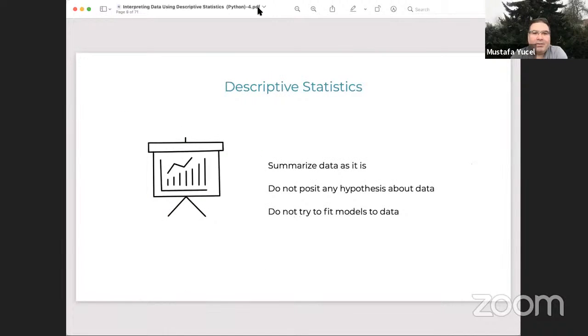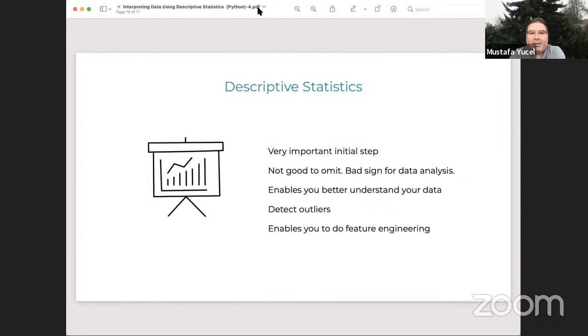And then here, in descriptive statistics, we will summarize data as it is. We don't posit any hypothesis about data. We do not try to fit models to data. We try to understand what data tell us. We don't produce hypotheses and then models. It's a very important initial step in data analysis. We shouldn't omit this step. It's a bad sign in data analysis. It enables you to better understand your data.